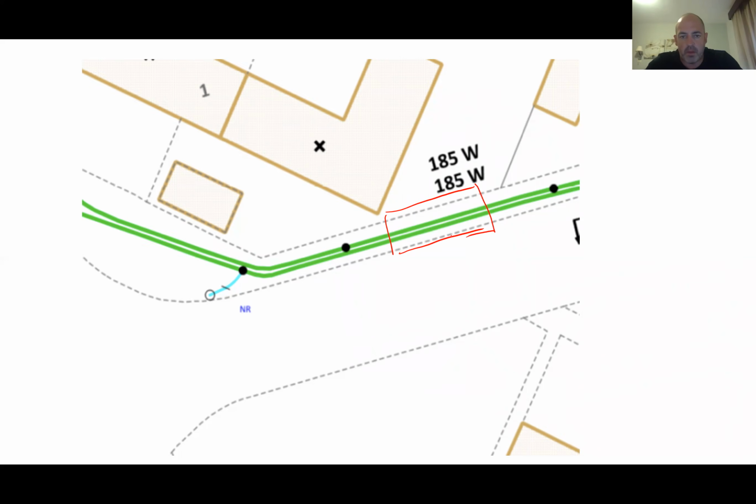And what tends to happen when you have a situation like this is that when you use a locator on passive modes, power and radio, you tend to get one signal. It'll almost show you like there's one cable there. So the plans are showing us there's two LVs. How do we find them?